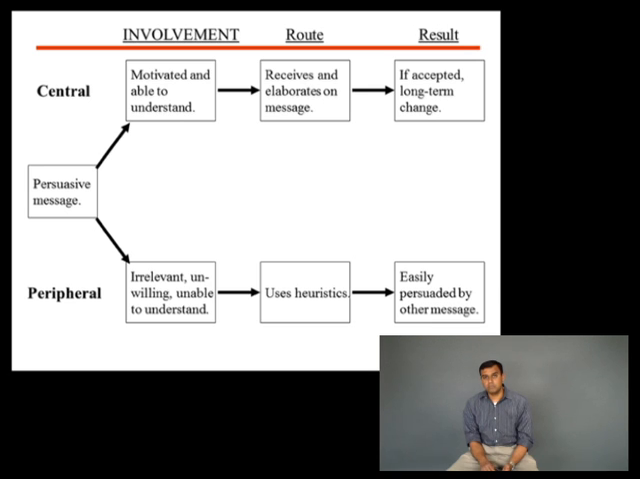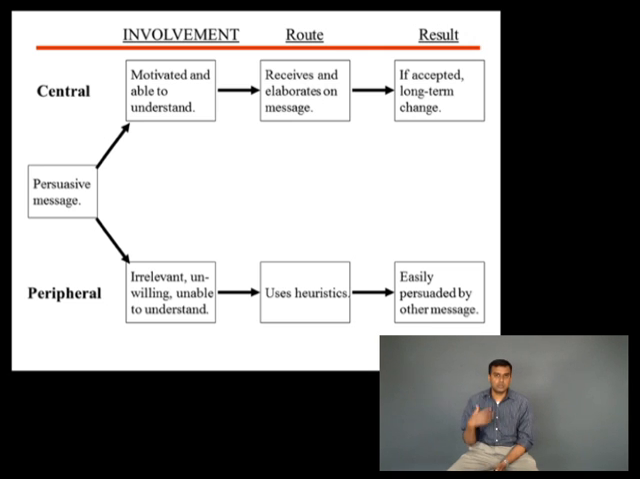Unless and until those two conditions are met, you don't go down the central processing route, you go down the peripheral processing route, where you try and use heuristics, which are shortcuts that consumers use. A celebrity is a heuristic that they use. If a celebrity uses it, it's good enough for me, is a heuristic that we use. And these shortcuts help consumers be easily persuaded.